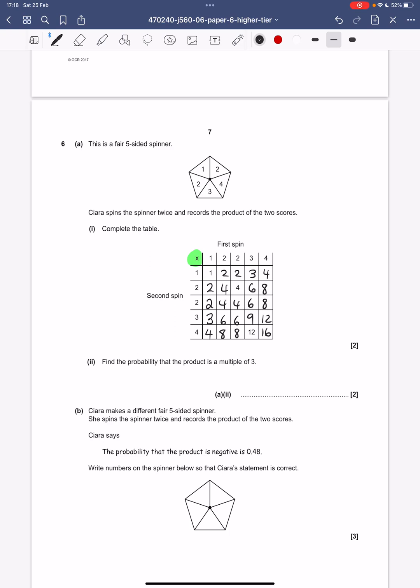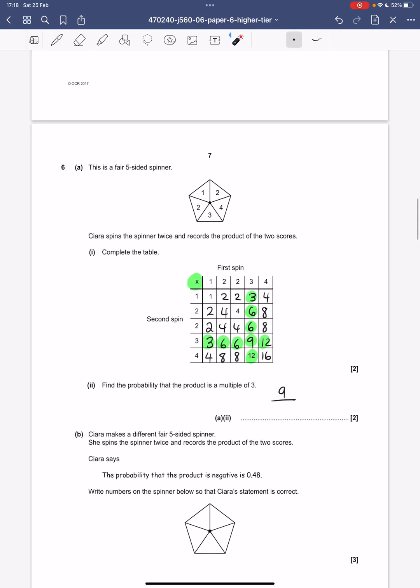Okay. Find the probability that the product is a multiple of 3. 3 times table. It's down there. It's across there. And across there. So 1, 2, 3, 4, 5, 6, 7, 8, 9. Don't count that one there twice. So it's 9 out of, and then it's 25 entries in there. Okay, so it's 9 out of 25.